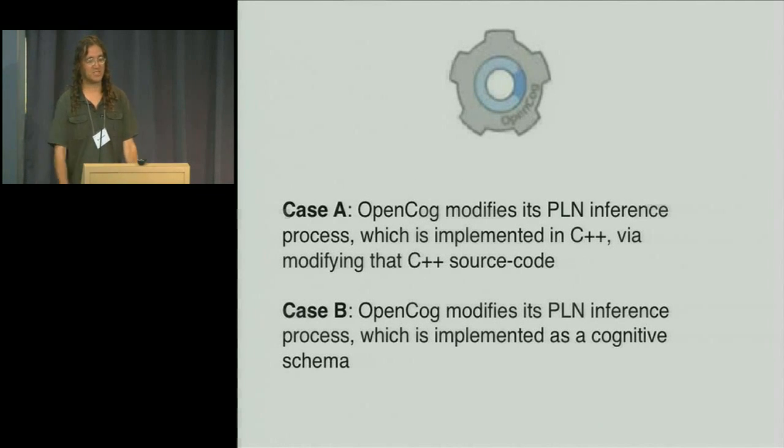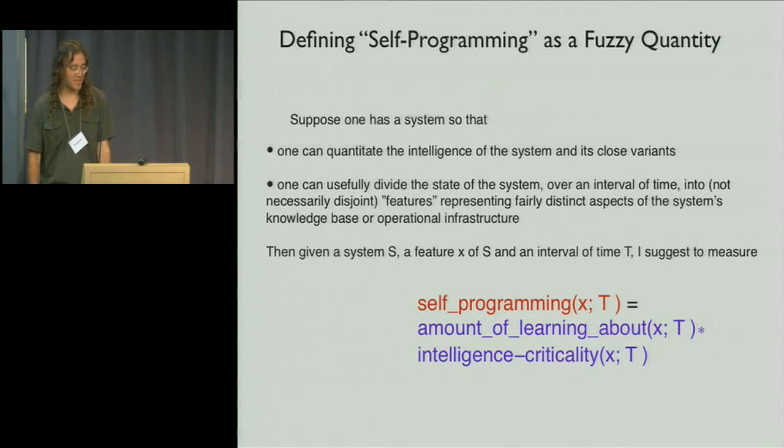So the two cases are: case A, where OpenCog modifies its PLN inference process implemented in C++, which it now can't do, since we have no instrument to modify its C++ code; or case B, where it modifies its inference process implemented as a schema in Combo. Really, logically and in terms of AI, those are the same thing. We don't want to call one of them learning and the other one self-programming. So how do you work around that?